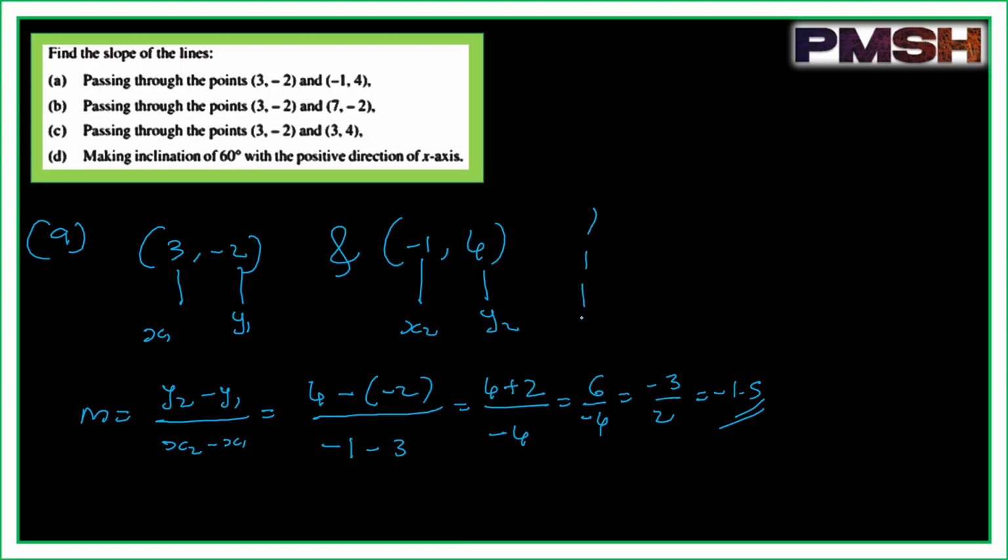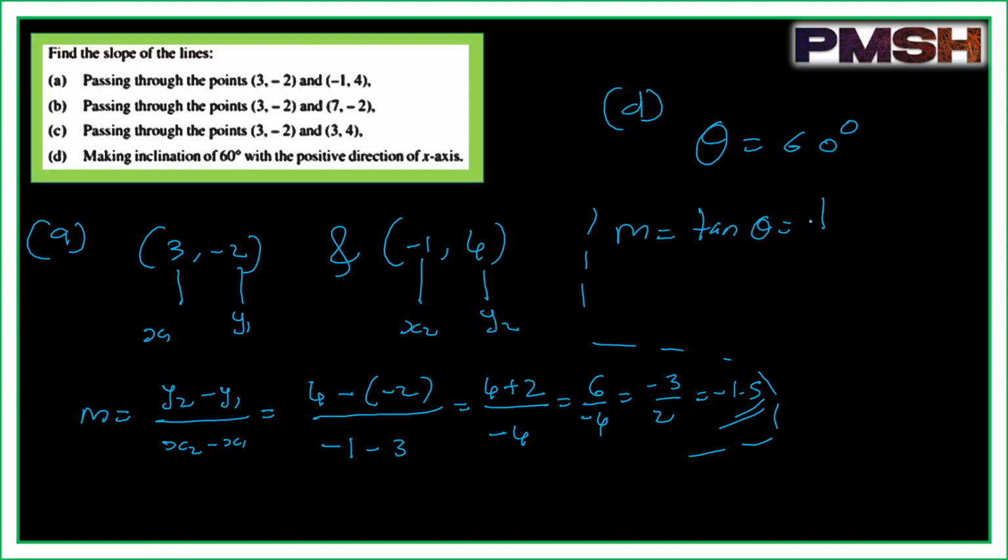Okay. I will do the question number D. Okay, out of it, what is D? Making inclination of 60 degrees with the positive direction of x-axis. So this line is making 60 degrees with the positive x-axis. So theta is given to be 60 degrees. Then how to find slope? Slope is tan theta. That is nothing but tan 60 degrees. Clear? What is the value of tan 60 degrees? It is root 3. Clear? So the answer for slope is root 3. Clear? This is how you have to find the slope.